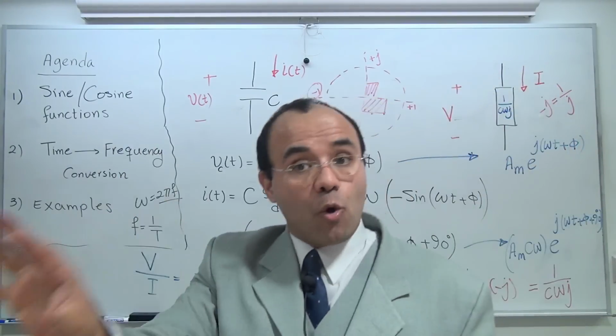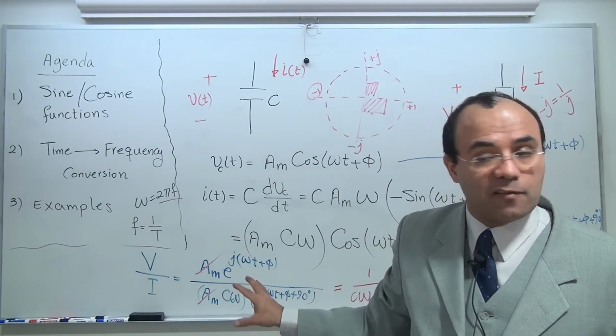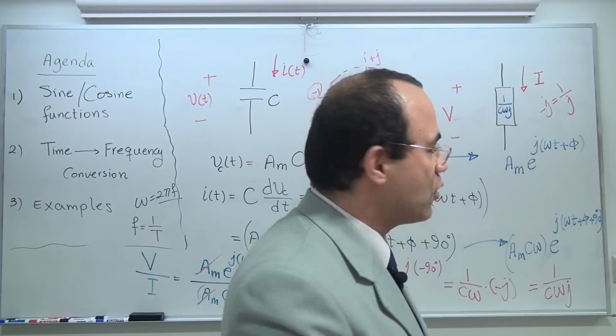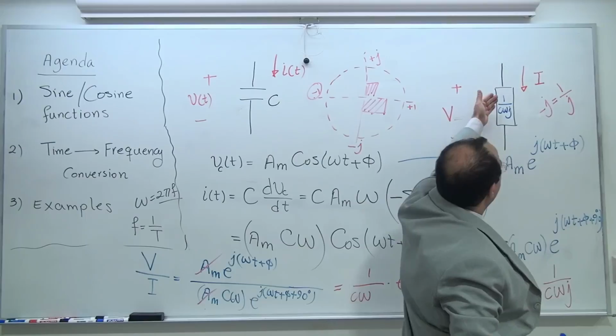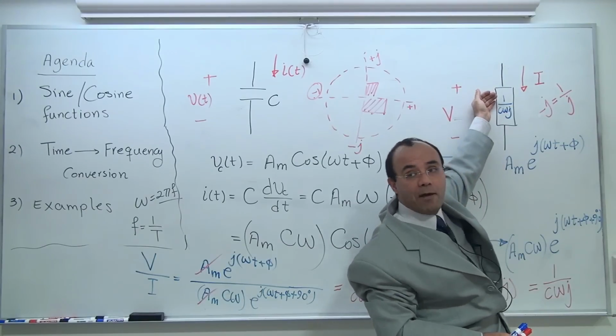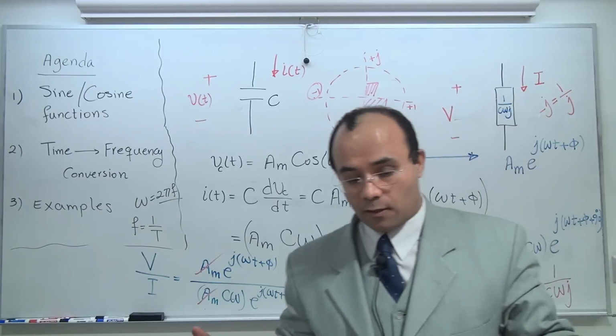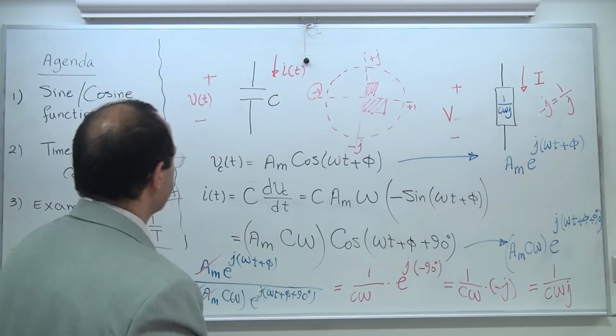A pure resistor, when it goes into the complex domain, is going to remain a pure resistor. But a capacitor that goes into the frequency domain, you can capture all about it in frequency domain as 1 over C omega J. Let me give you an example. Did I capture it right?